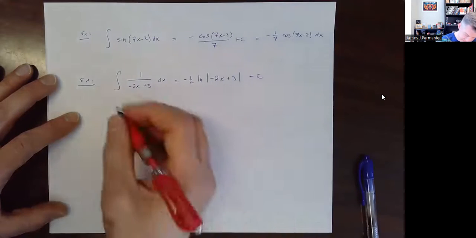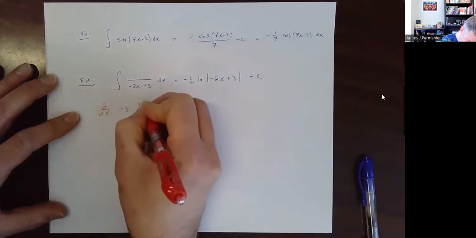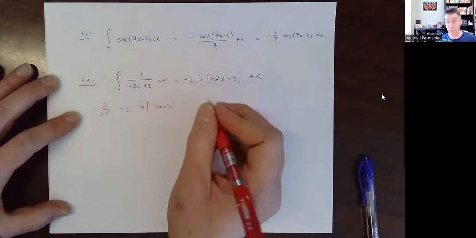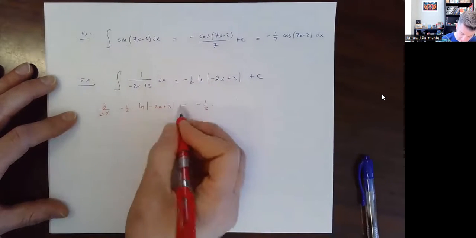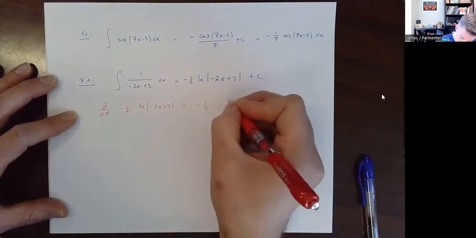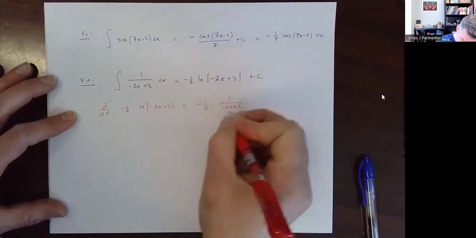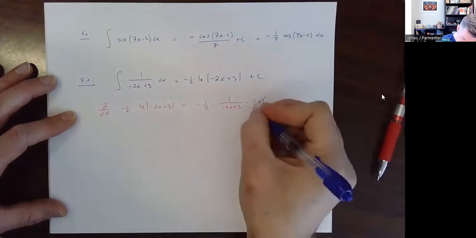If I take the derivative of negative 1/2 times the natural log of the absolute value of negative 2x plus 3, I'm not going to write the plus c. The derivative of plus c is 0. And then we get negative 1/2 times the derivative of the natural log of some stuff, chain rule, is 1 over the stuff times the derivative of that stuff, which is exactly negative 2. And oh yeah, that cancels with that.